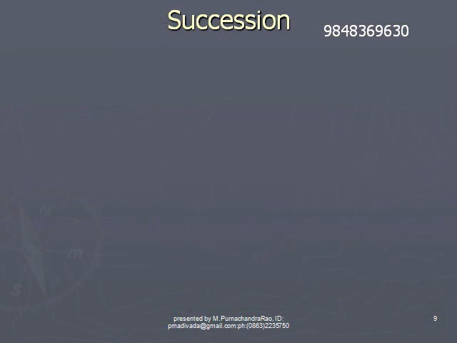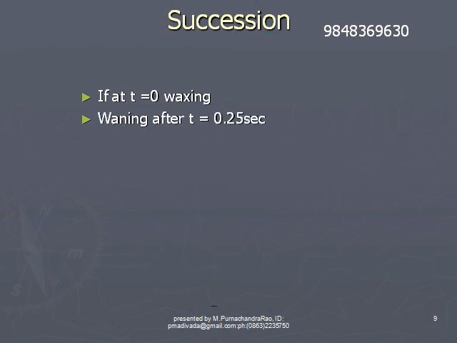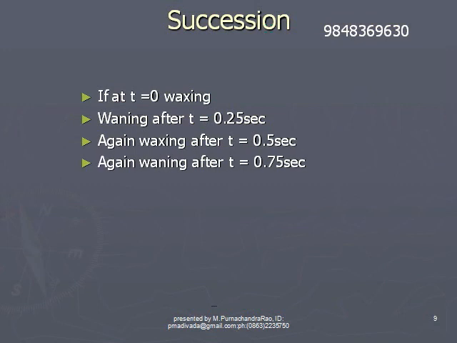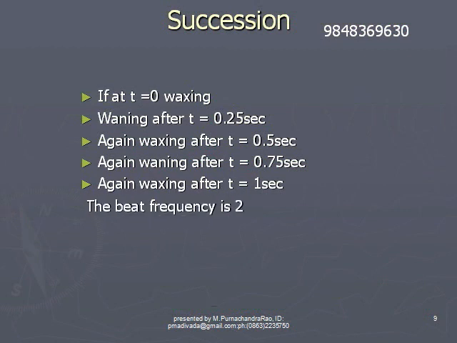We have noticed at time t equal to 0, a waxing is produced. After a time t equal to 0.25 seconds, a waning will be noticed. Again after t equal to 0.5 seconds, waxing is noticed. Similarly, we notice waning after a time t equal to 0.75 seconds. Another waxing will be noticed after t equal to 1 second. Like this, we will be noticing waxing and waning with a time gap of 0.25 seconds.